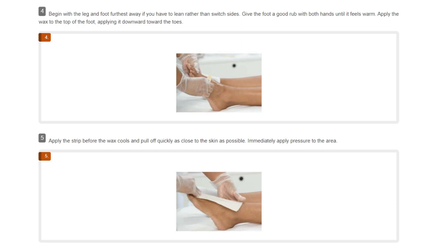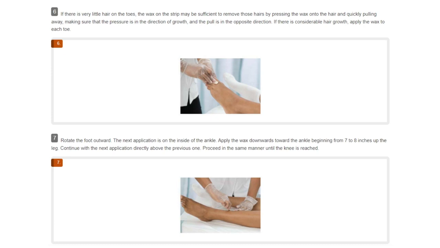Immediately apply pressure to the area. 6. If there is very little hair on the toes, the wax on the strip may be sufficient to remove those hairs by pressing the wax onto the hair and quickly pulling away, making sure that the pressure is in the direction of growth, and the pull is in the opposite direction. If there is considerable hair growth, apply the wax to each toe.